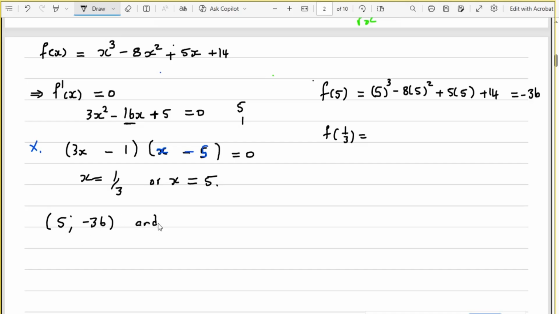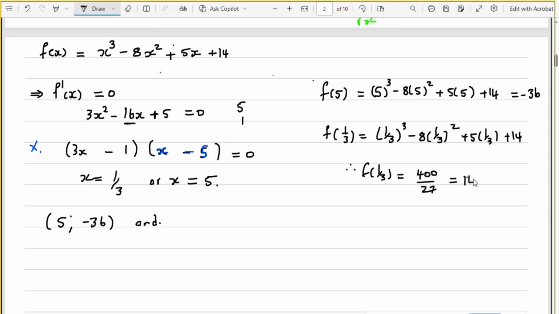Then what is the next one? This is 1 over 3, plus 40. Therefore, what do you get? Should I give it to you in fraction form or decimal form? I think in fraction is fine. Okay, so I get 400 over 27. Then in decimal form, I'm going to round it off, so it's 14.81.